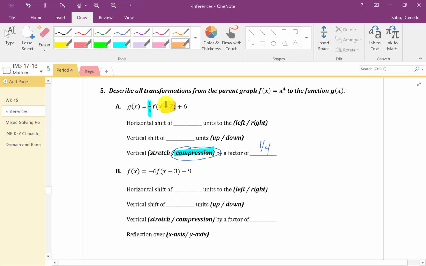This next piece of information is going to tell me if I'm moving left or right. Now remember, and be careful, whenever it's in parentheses, it's the opposite of what you would think. So I am going to be moving left, and I'm going to be moving 2 units left. This last piece tells me if we are moving up or down. And this one's easy because we are just moving up, and we're moving up 6.